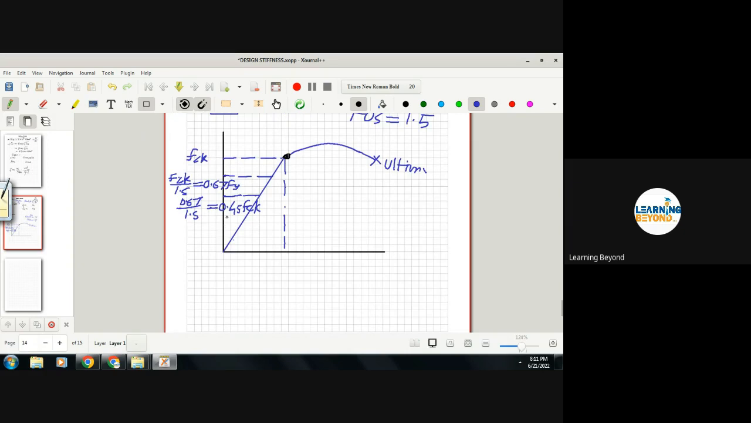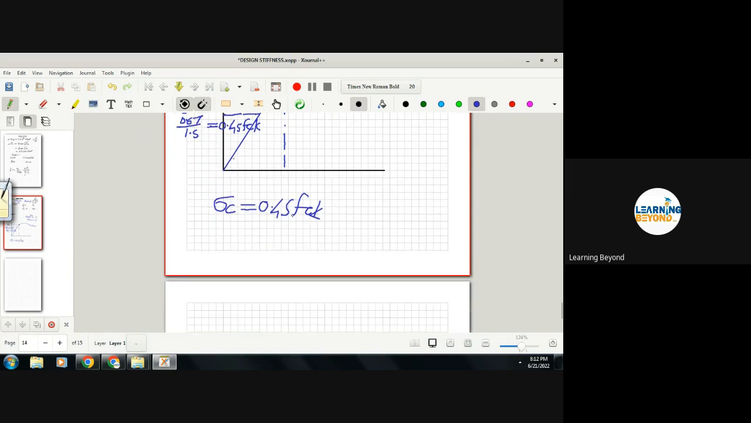Now this is nothing but the permissible stress. So what is the permissible stress in concrete? Sigma C, permissible stress in compression, is nothing but 0.45 fck. Previously in the steel case we took the permissible stress in tension. In concrete we take only compression, because concrete can take only compression, so we are ignoring the permissible stress in tension.